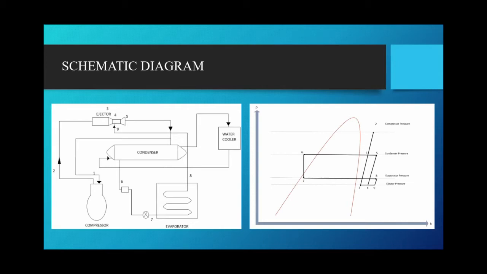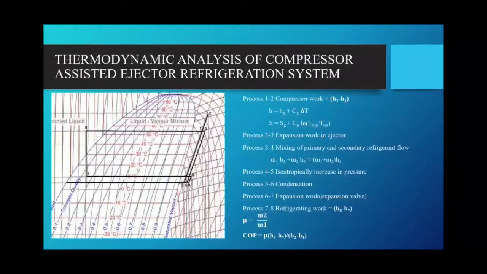On the right hand side, the pH diagram shows the different isentropic and isenthalpic processes carried out in the various components of the system. Thermodynamic analysis of the compressor assisted ejector refrigeration system. While doing the thermodynamic analysis, we use the refrigerant HFC134A. Various processes carried out in the different components of the system are explained here.